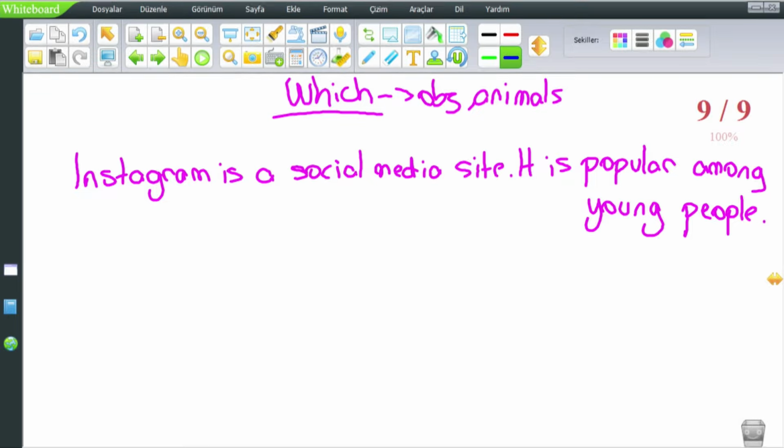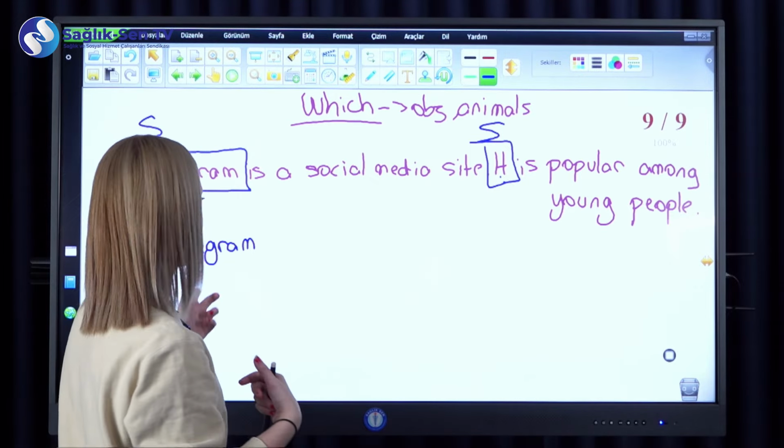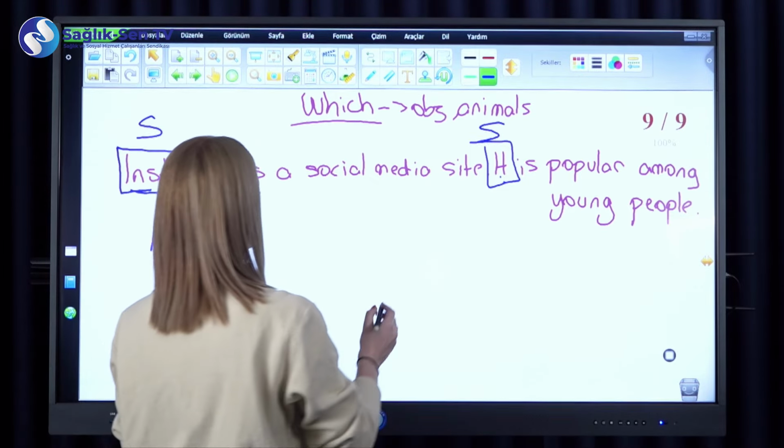Now, the common feature of speech in these two sentences is Instagram, which is actually, again, the subject of the sentence. It, in the sentence, refers to Instagram. I will start my sentence with Instagram. It is not something alive. I'm talking about an object. That's why I use which. But I could also use that in the sentence. It's okay.